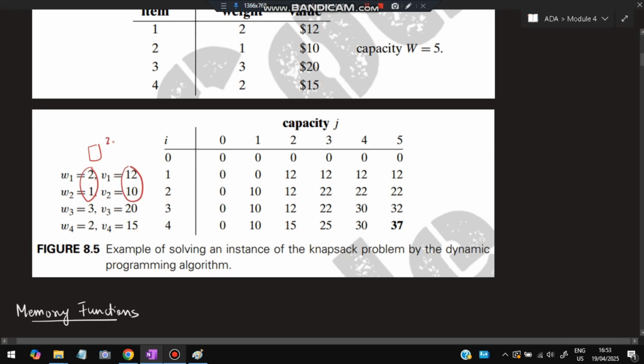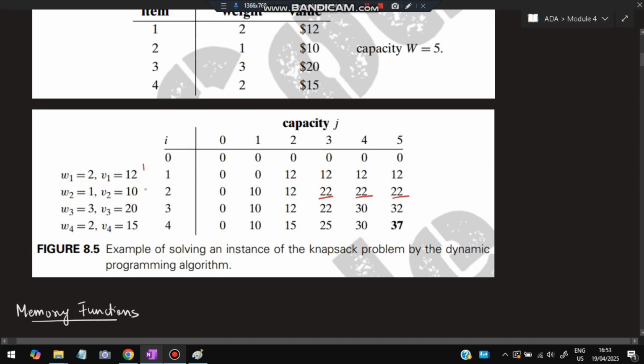But if I have capacity 2, I can store this one, right? Because it gives more profit. If I have capacity 1, I can store this one because its weight is 1 and profit 10. If I have capacity 0, none of them will be stored. So that's what we'll do for the 2 items. Capacity 0, I'll not get anything. Capacity 1, I'll store just this item and earn 10. If it is capacity 2, I'll store only this and get 12. If it is capacity 3, I can store both, which is 10 plus 12, 22. This also is 22, this also is 22. That is for 2 items.